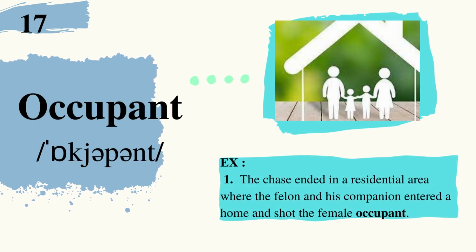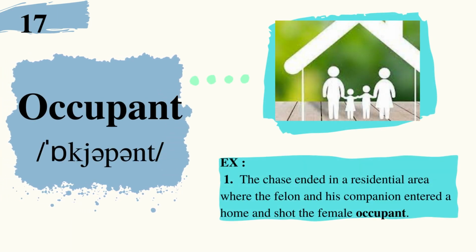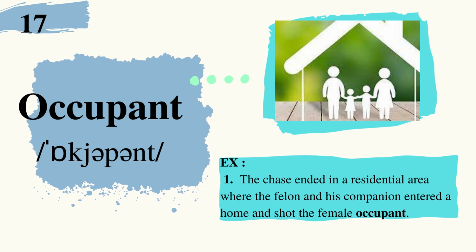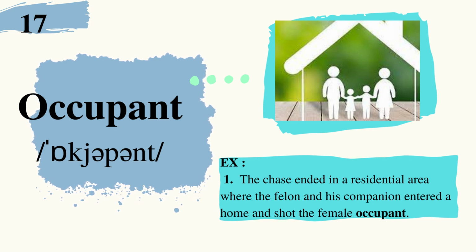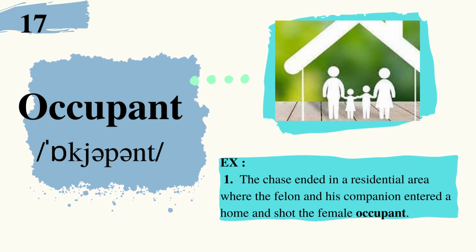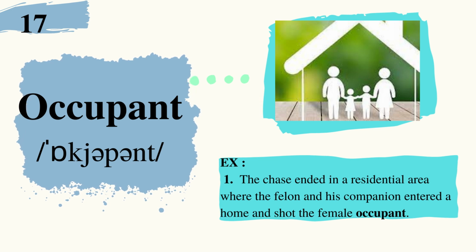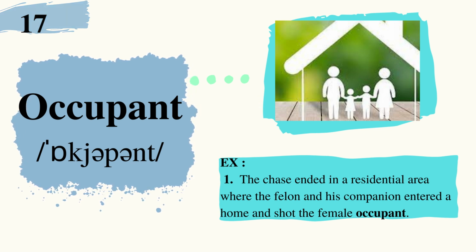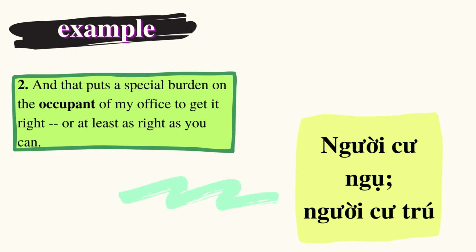17. Occupant. Occupant. Example. The chase ended in a residential area where the felon and his companion entered a home and shot the female occupant. And that puts a special burden on the occupant of my office to get it right, or at least as right as you can.